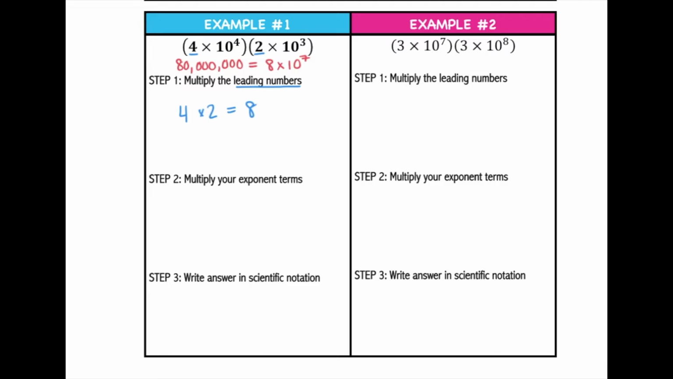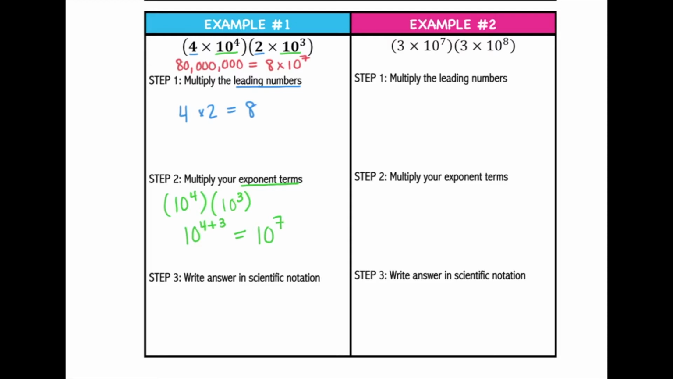Then for our second step, we're going to multiply our exponent terms. So our exponent terms are 10 to the fourth power and 10 to the third power. So we're going to do 10 to the fourth power times 10 to the third power. We're going to have to keep the base and add the exponents since we're multiplying two exponent terms that have the same base, which gives us 10 to the seventh power.